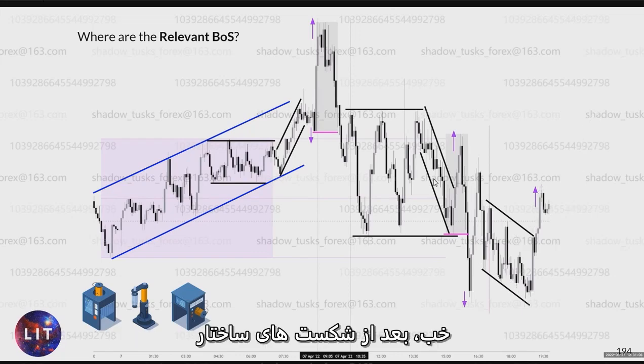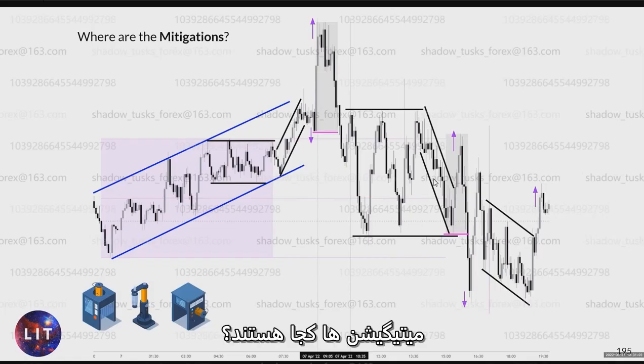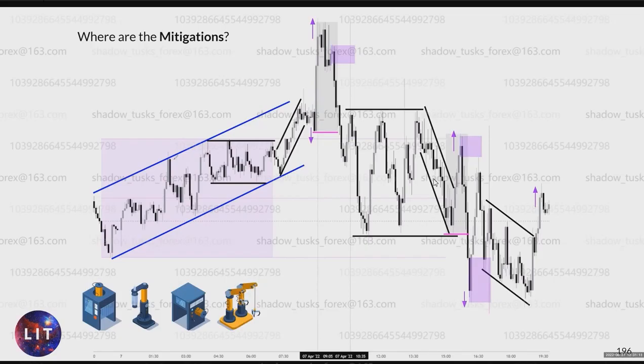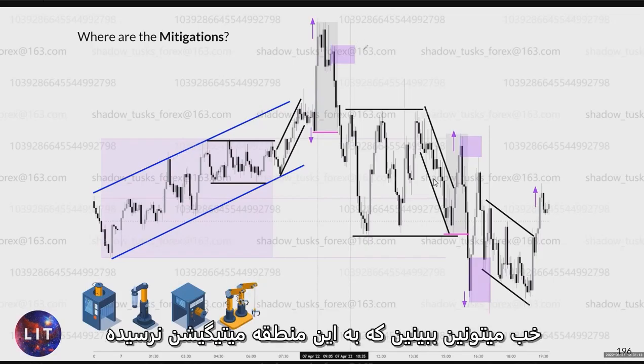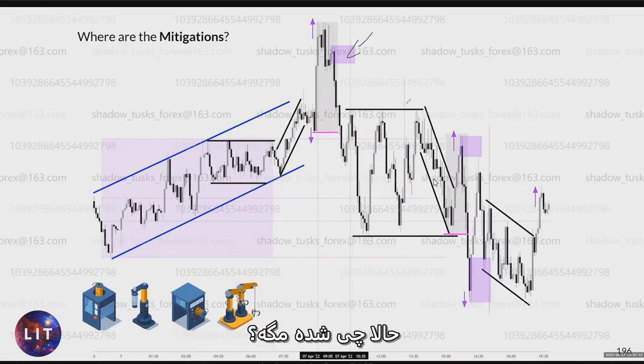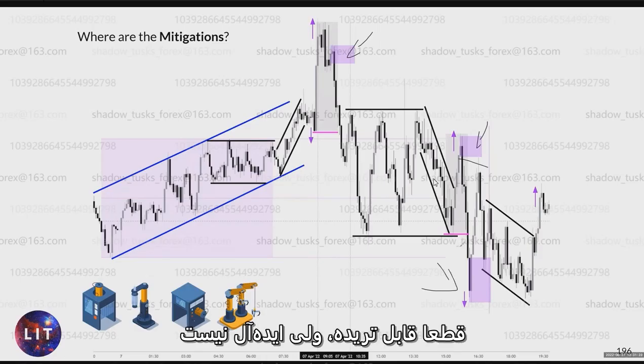So after the break of structures, where are the mitigations? And now, as you can see, you don't cherry pick any days. So you can see, okay, this mitigation zone got missed. Oh, okay, it's fine, got missed. What's the big deal about it? This mitigation zone, yes, got tapped, but after the inducement, so not ideal, definitely tradable, but not ideal.